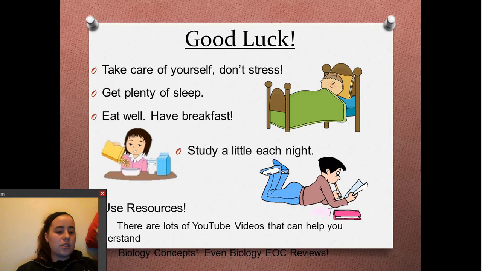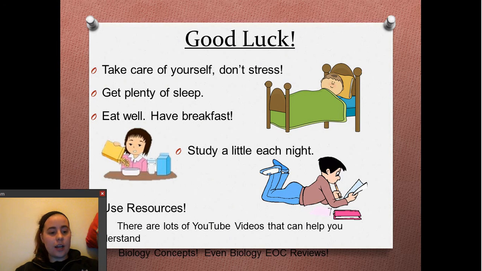As we get closer to the test, so coming up here in the month of May, study a little bit each night, review, don't put stuff off to the end, and use resources. There's a lot of stuff on YouTube that can help you if you're confused about something, and as we get closer to the test, we'll be creating an echo page that will include this PowerPoint so you can listen to me talk again, that has a bunch of different resources on it.